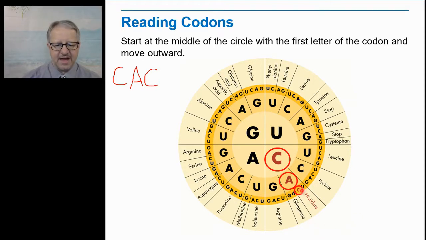And that means that we are now in the section for histidine. Okay, so histidine is what CAC codes for. Now CAU would also code for histidine, but in this case we were translating the codon CAC. That translates into histidine. Boom. CAC equals histidine.